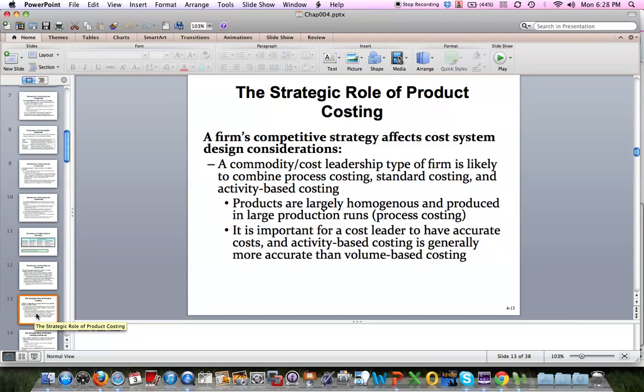The strategic role of product costing. Basically, a few things come into play based on the strategy that will affect the design of a cost accounting system for a company. Is it a commodity, cost leadership type of firm? A lot of commodity-based firms are producing a homogeneous item that's the same thing over and over again, and there really is no way to differentiate your product from other manufacturers. If you think of an oil refinery, gasoline is gasoline, right? You probably don't buy gasoline based on the brand of gasoline. Maybe you do.